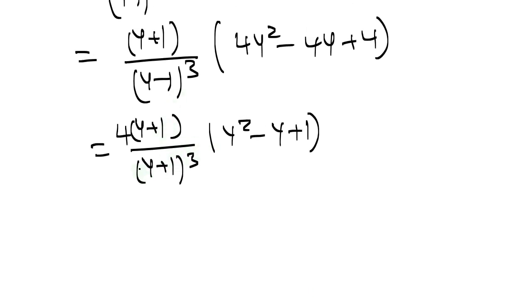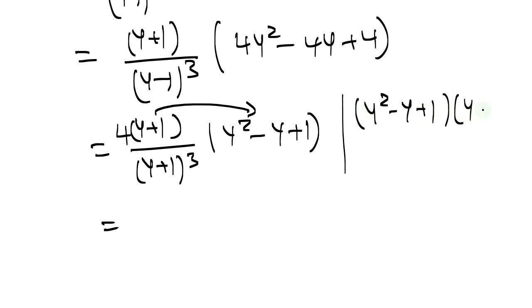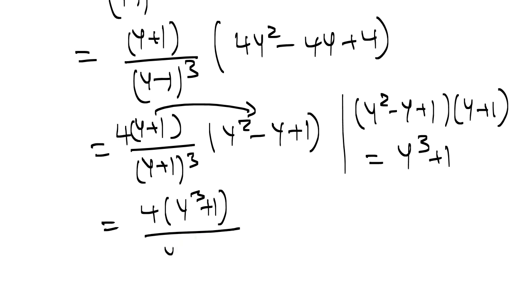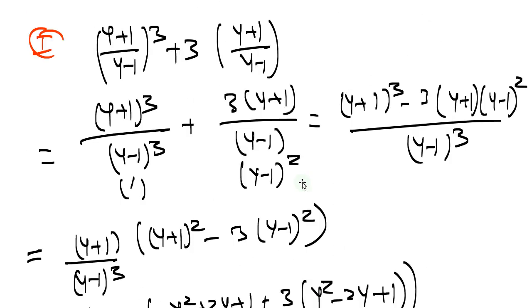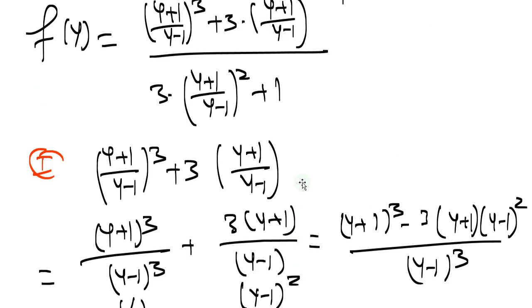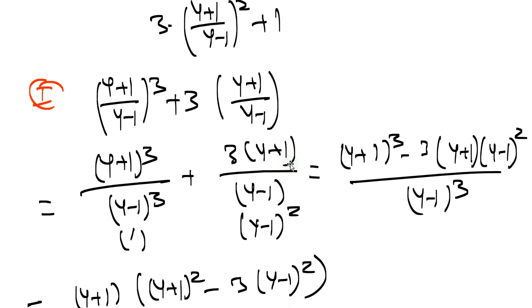Okay, so now this thing here, guys, I'm gonna multiply these two here, so we have y squared minus y plus 1, and we're multiplying by y plus 1. We know that this is y to the 3 plus 1, right? Okay, so now this is 4, which multiplies (y to the 3 plus 1) over (y plus 1) to the power of 3. Okay, this is just the numerator, and now we're gonna solve the denominator.